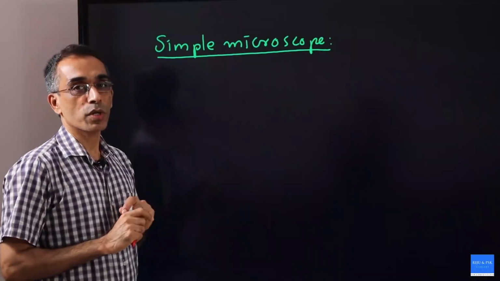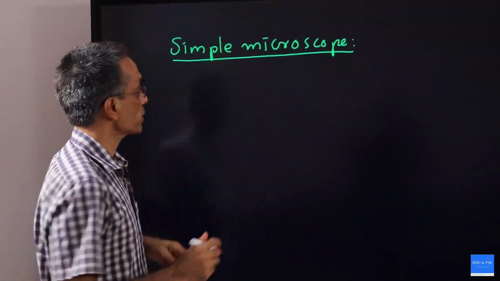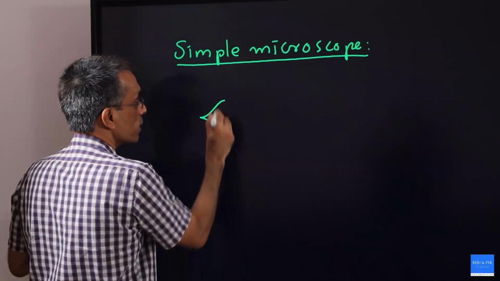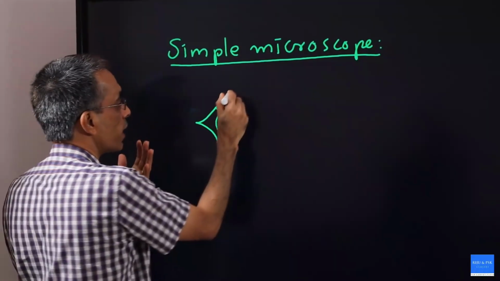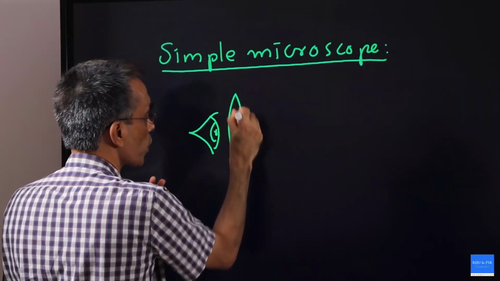In a simple microscope there are two possibilities. Okay. Before that, in a simple microscope you have this eye, and we will assume that the lens is very close to the eye.